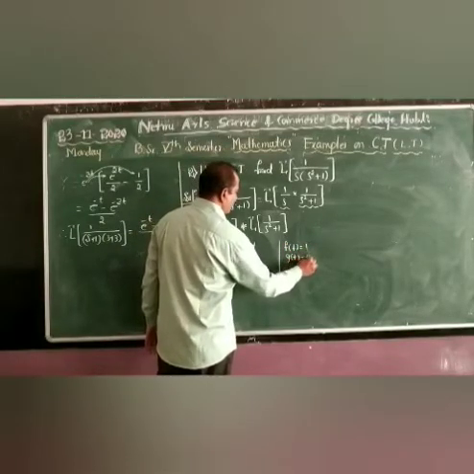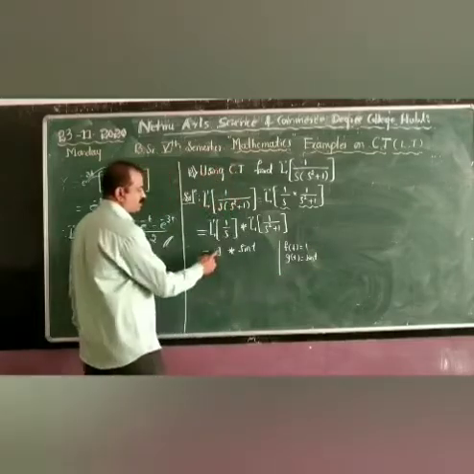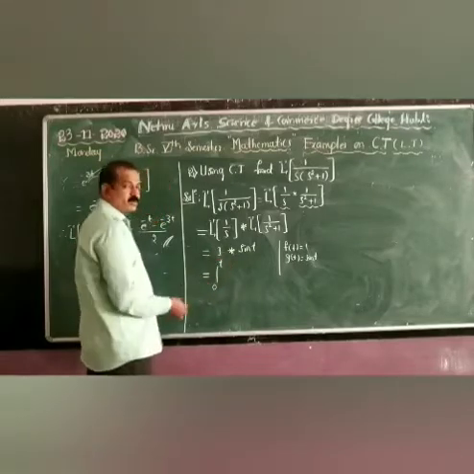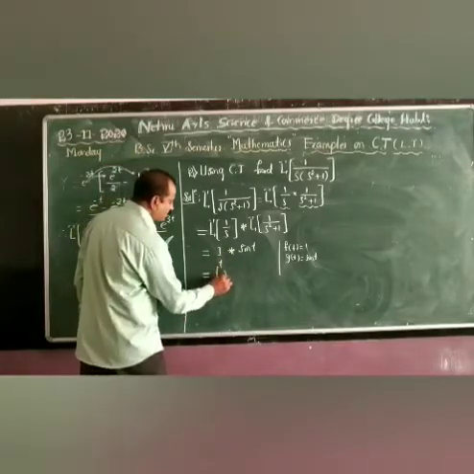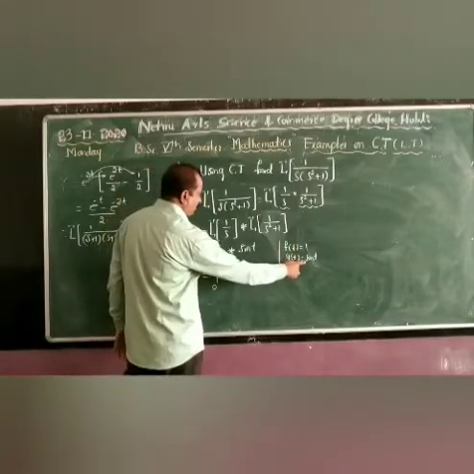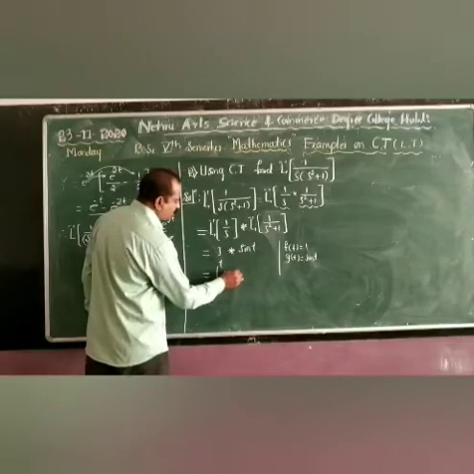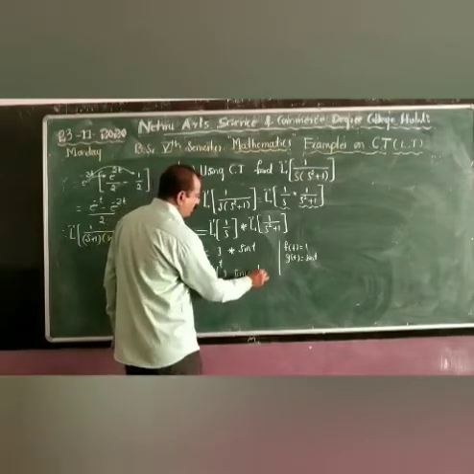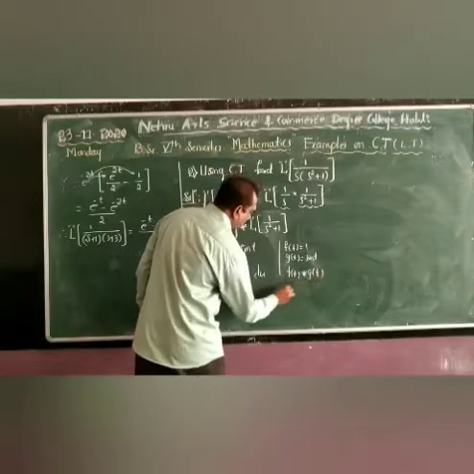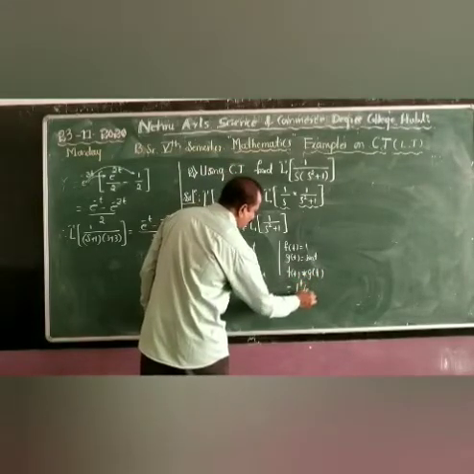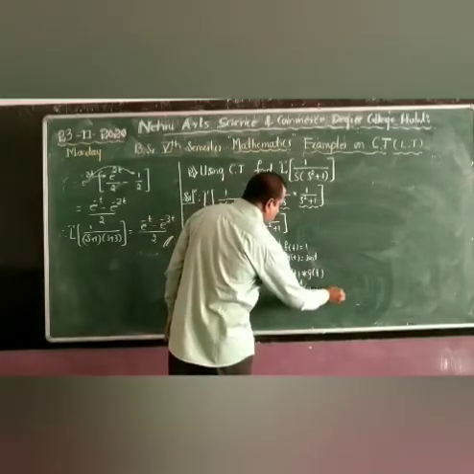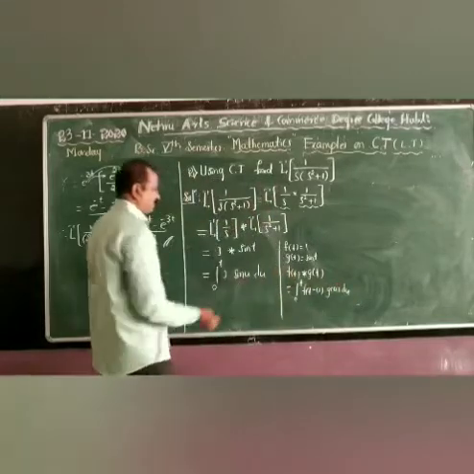Now here f of t is 1, g of t is sin t. These two are convolutions. It is integration from 0 to t. I will write f of t as f of t minus u. f of t is 1, so f of t minus u is also 1 because it is constant. The second function g of t is written as g of u, that is sin u du. That is, by convolution, f of t star g of t equals integration from 0 to t f of t minus u into g of u du.